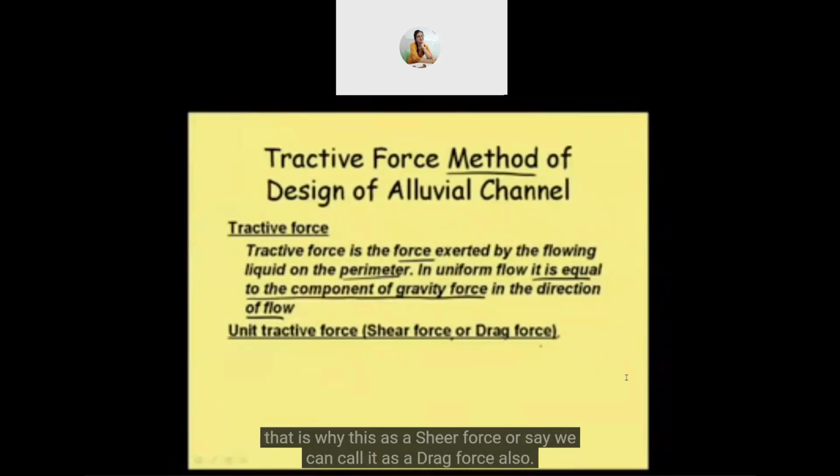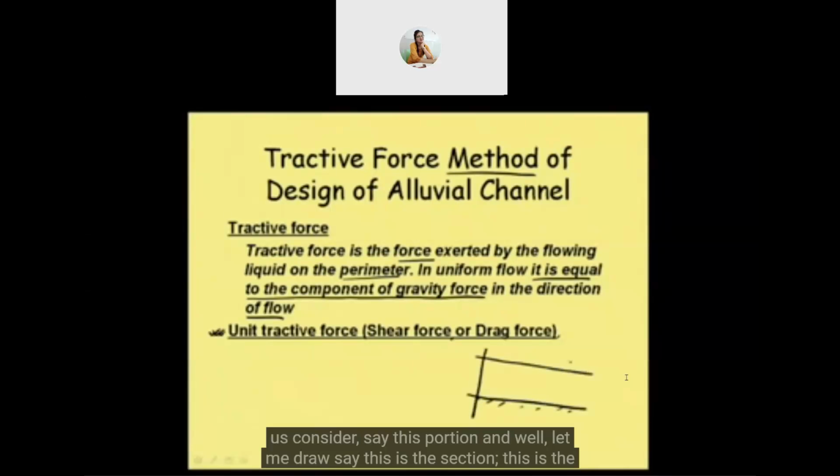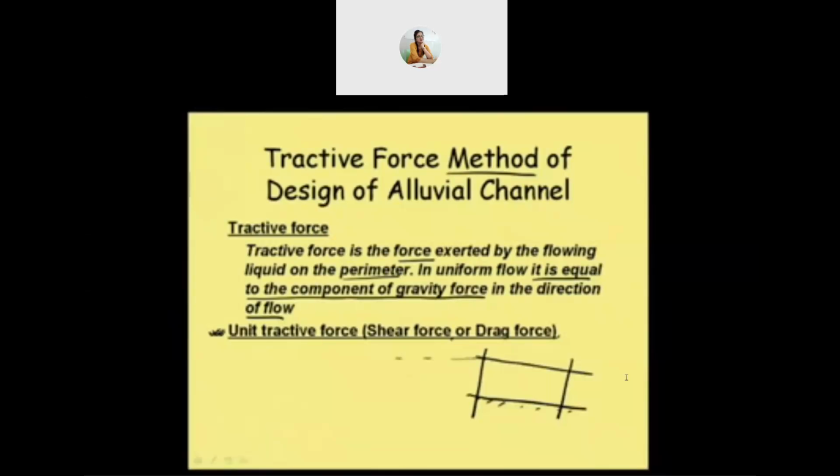And of course, that's why this is a shear force, or we can call it a drag force also. Now, if we recall our earlier discussion in uniform flow, we had this sort of analysis. Say in a channel, this is the bed, and then water is flowing, and let us consider this portion. And well, let me draw, say this is the section.